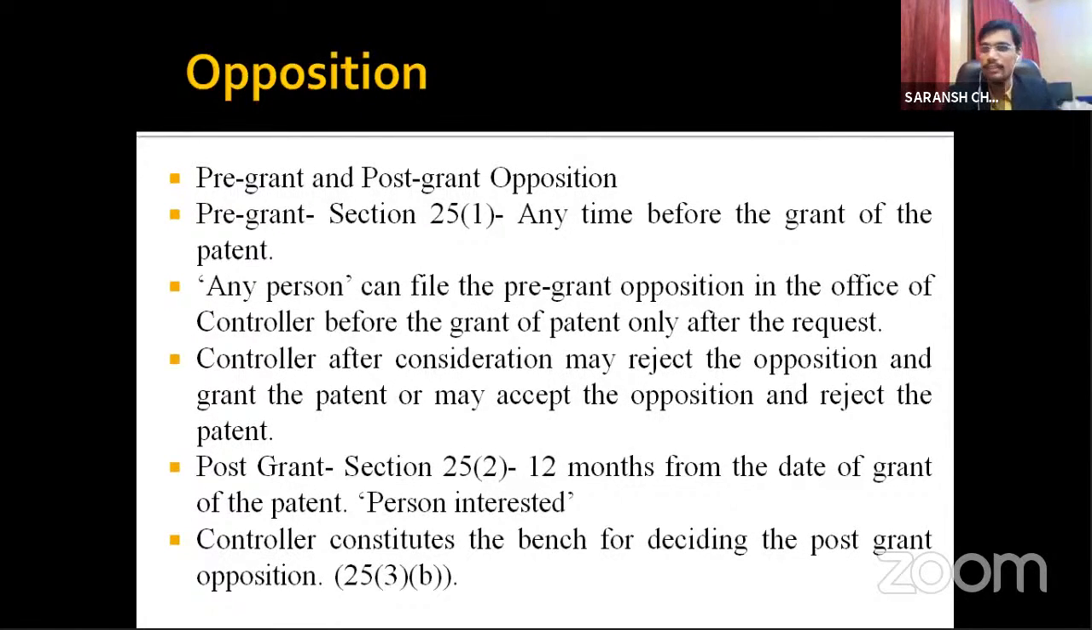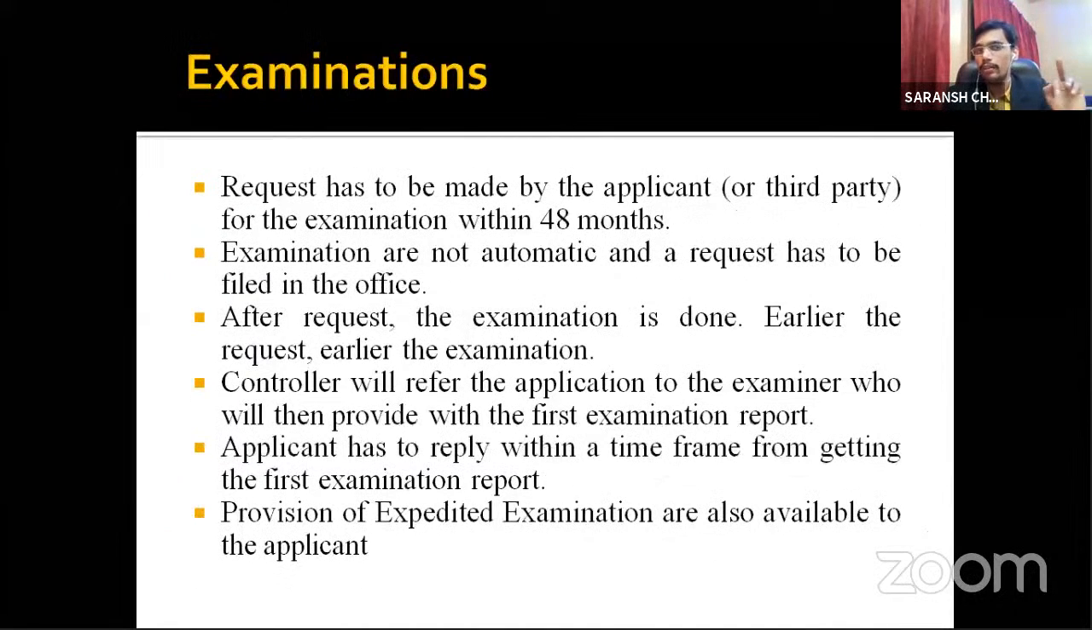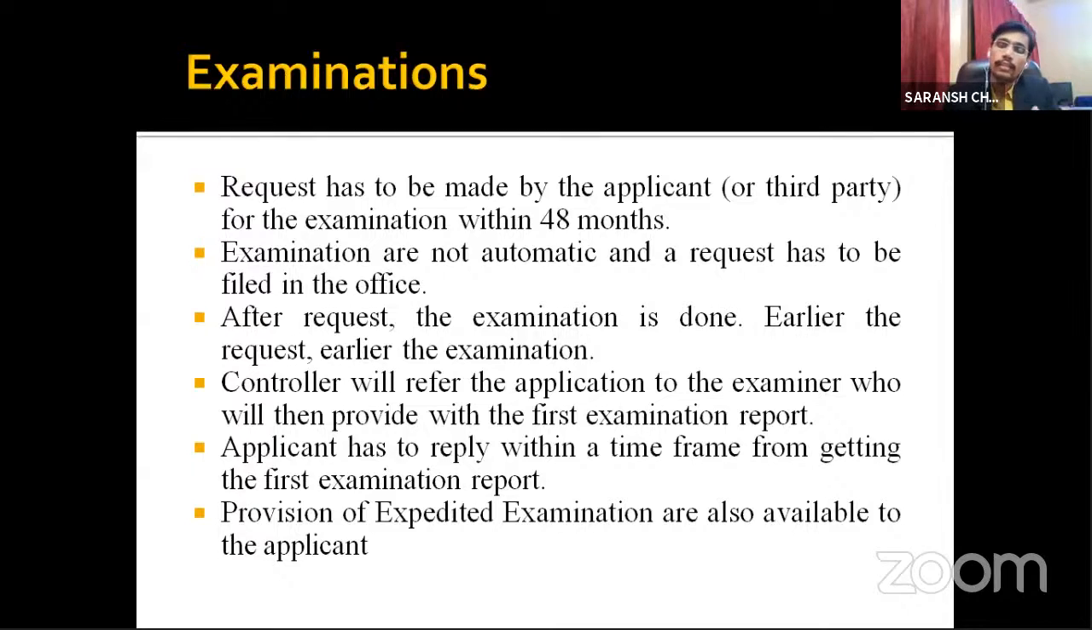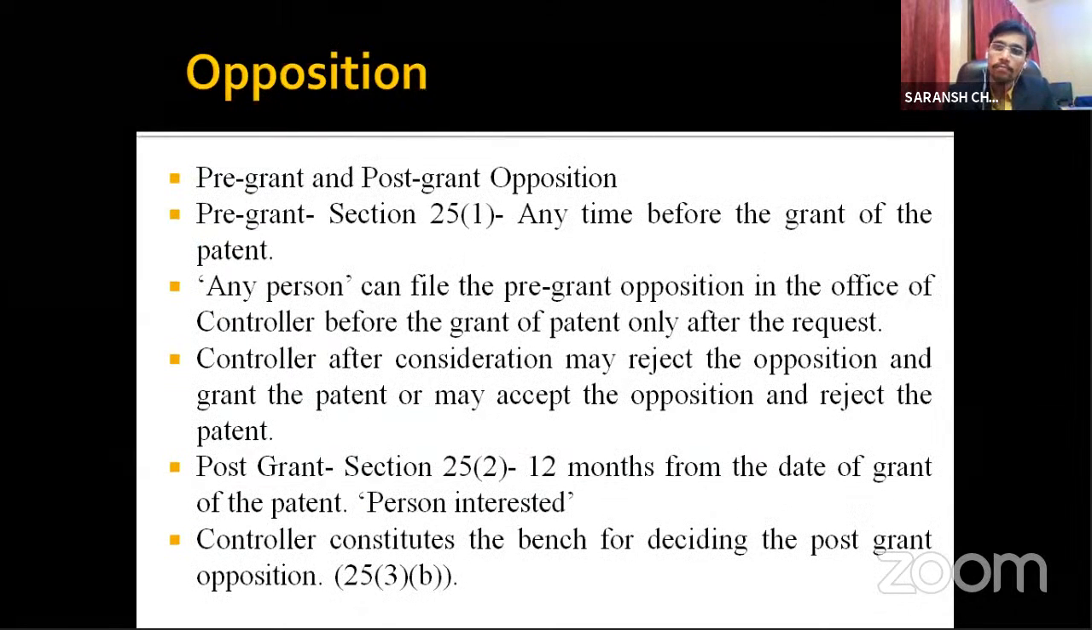Now link this with examination. I told you that the request of examination has to be filed by an applicant or a third party. Now let's say the patent application is published, but the applicant has not filed any request of examination. And in the pre-grant opposition, any person can file before the grant of patent. That is why the request of examination has been given to the third party, because I will not wait for the applicant to file a request of examination.